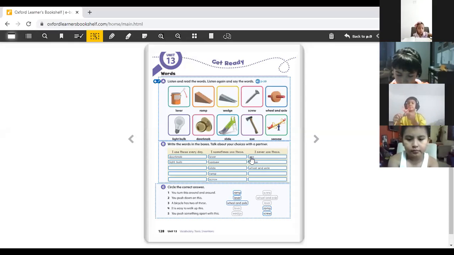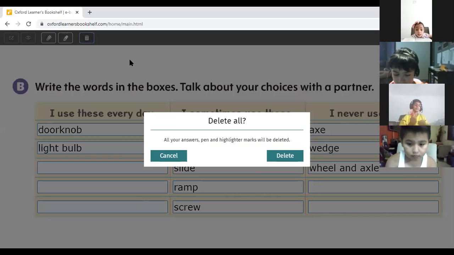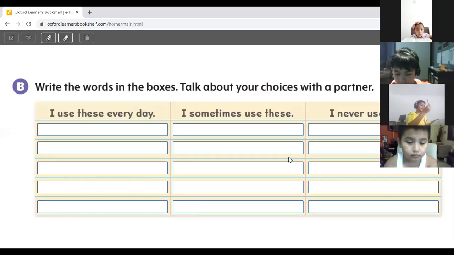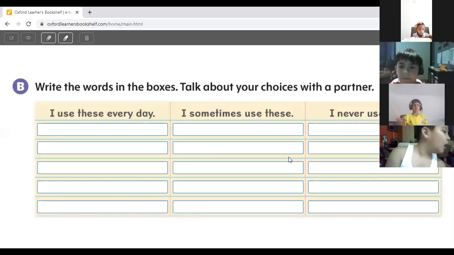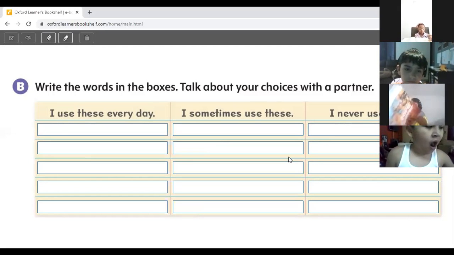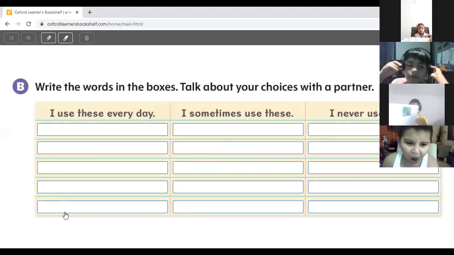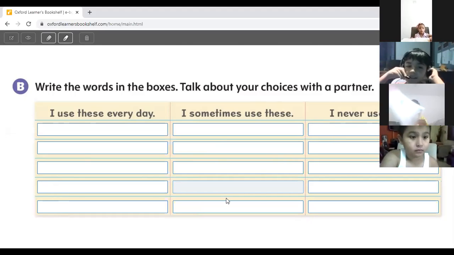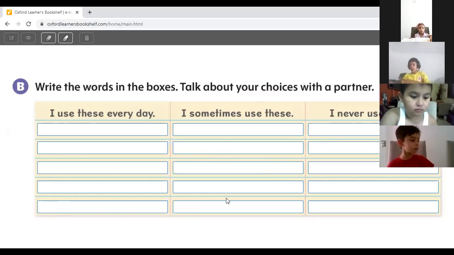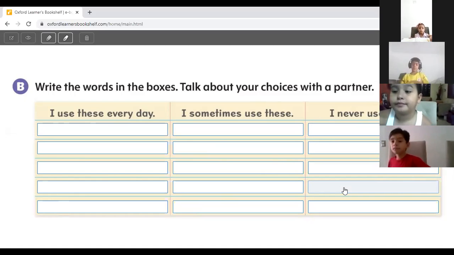Okay, now let's go to complete the activity from your student book. Let's go to answer activity B. Excellent. Axel, can you read the instruction, please, for activity B? Write the words in the boxes. Talk about your choices with your partner. Thank you. So you have to write down the words in the boxes.